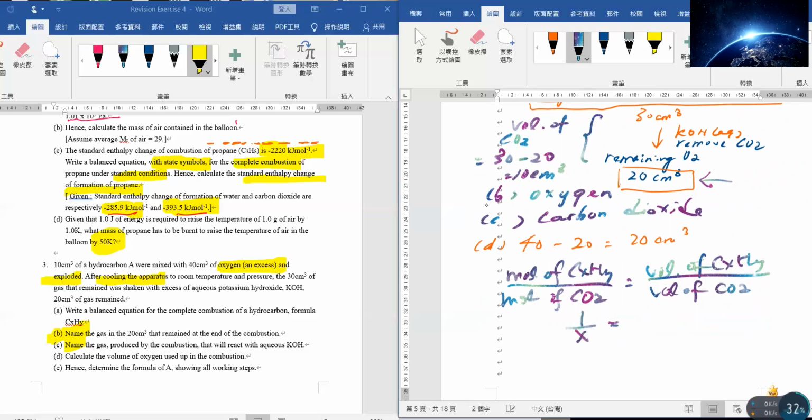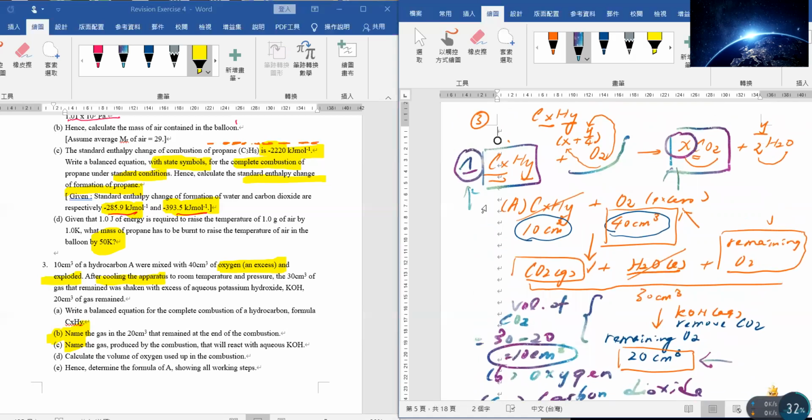And volume of CxHy is given as 10 cm cube. Volume of carbon dioxide, as I told you, is also 10. So x will be equal to 1. Easy, right? So your next task will be solving y. Then I will look at this one and oxygen.